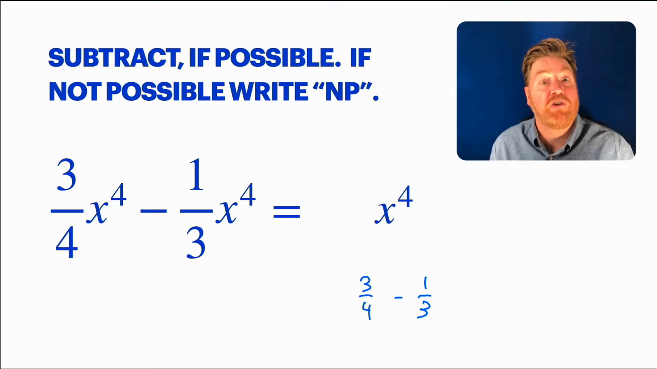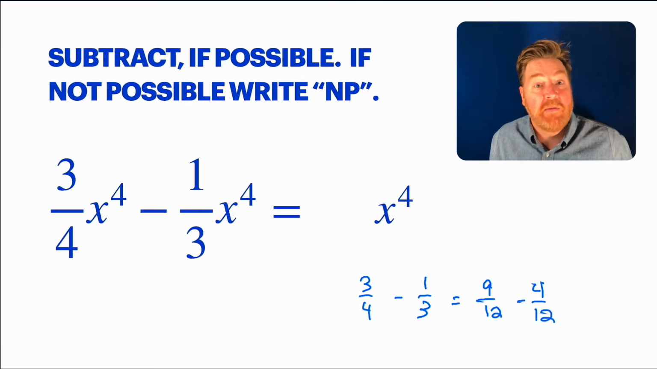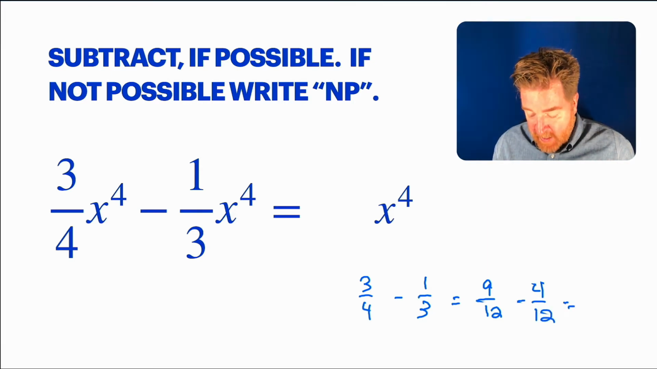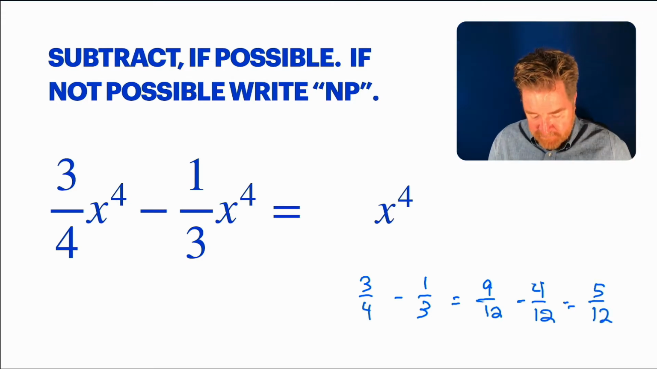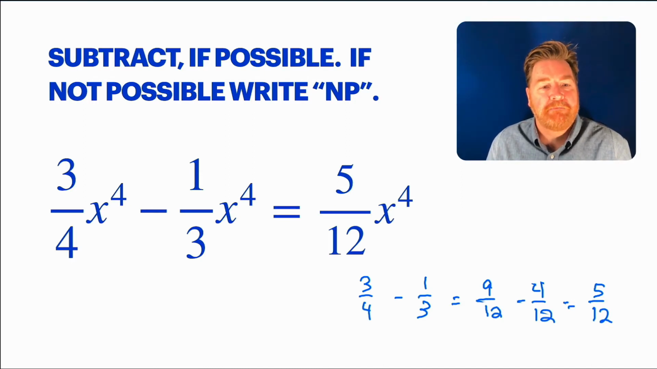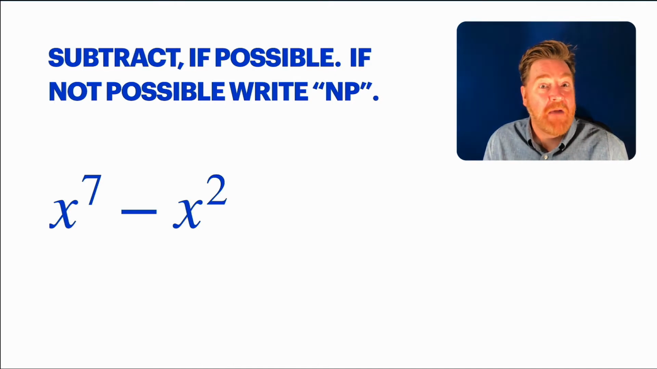So get a common denominator. Let's use twelfths. So this will be 9/12 minus 4/12, just multiplying by the appropriate form of 1 again. And 9/12 minus 4/12 is 5/12. We got this. 5/12 x to the fourth. Very nice.